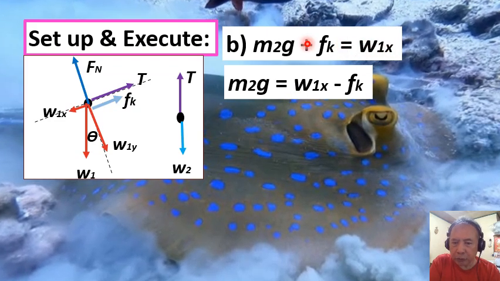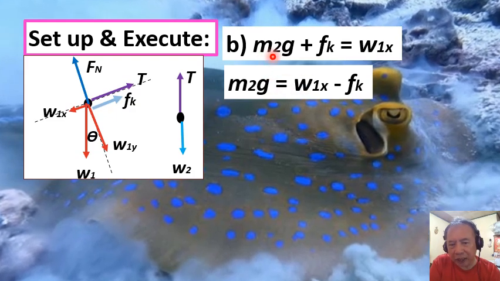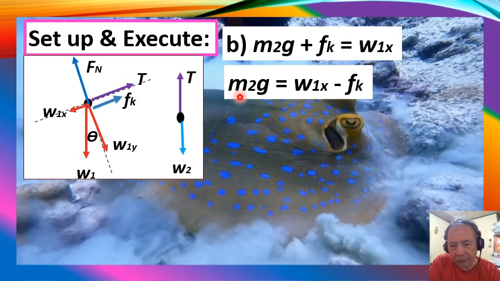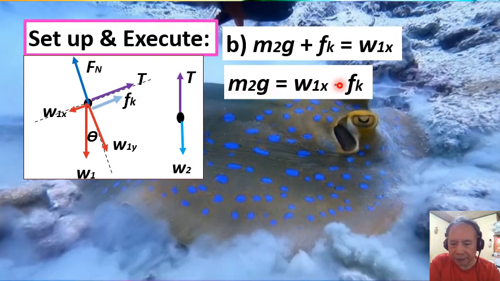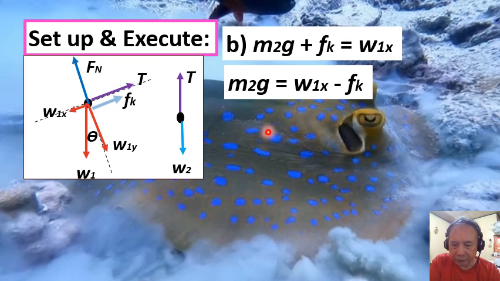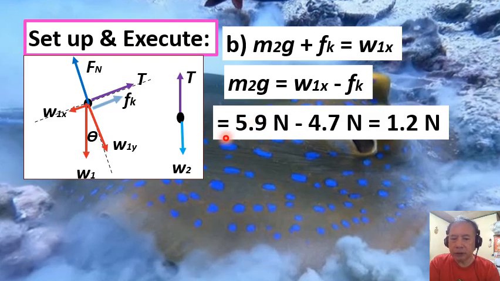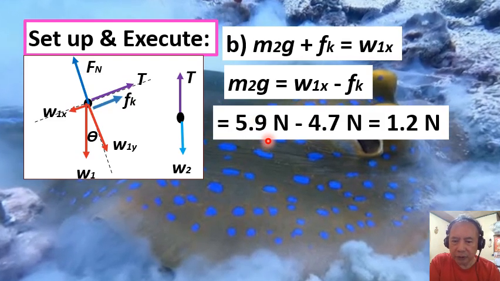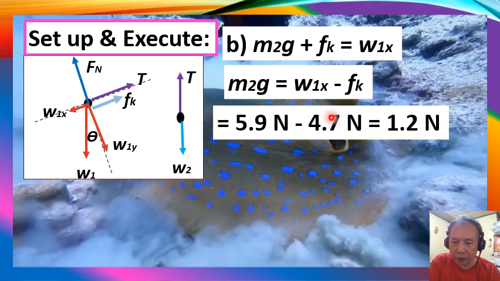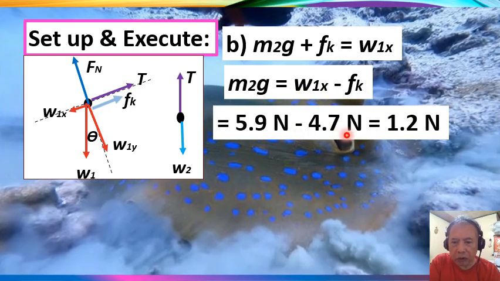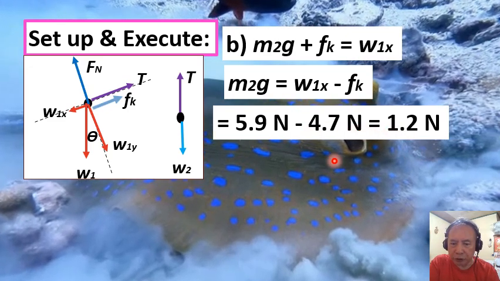which when transposed, so that we isolate m2g, m2g becomes W1x minus fk. Substituting, m2g equals 5.9 newtons, that's the computed value of the W1x, and then minus fk, which is 4.7 newtons, also computed earlier. And their difference equals 1.2 newtons.